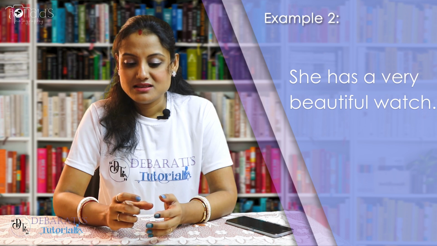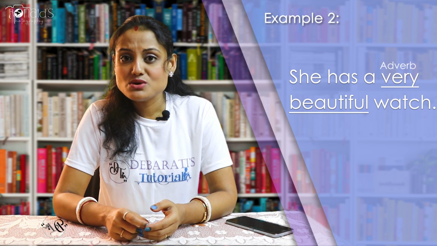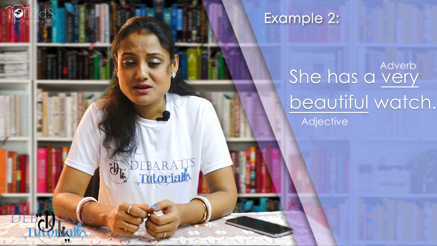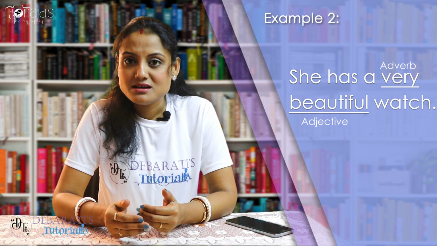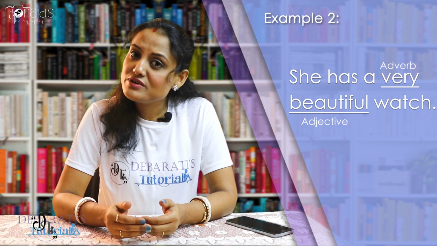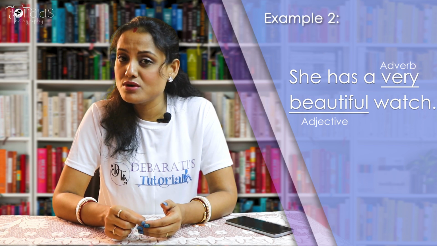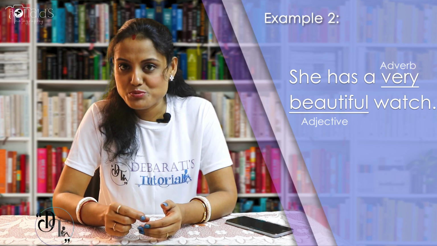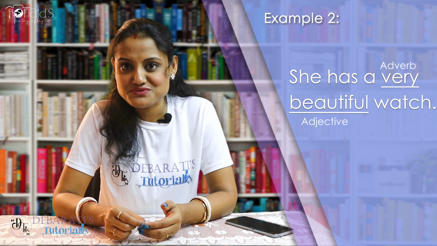Example number 2. She has a very beautiful watch. In this sentence, the word beautiful is described by the adverb very. How beautiful? Very beautiful. So beautiful is an adjective which is describing the watch, and we are further describing the word beautiful with the use of the word very. So very is the adverb which describes the adjective beautiful. So in the second example, an adverb describes an adjective.